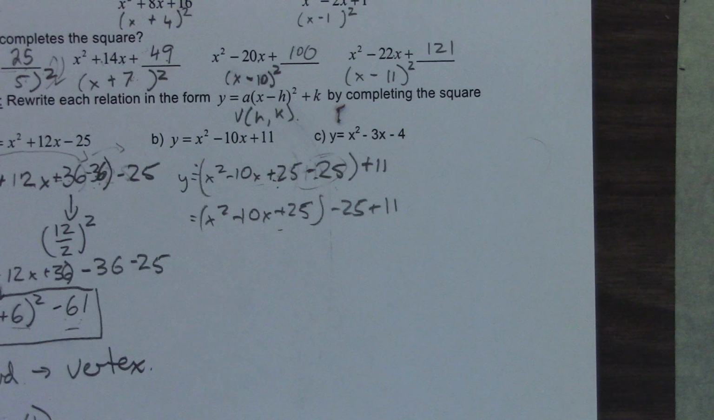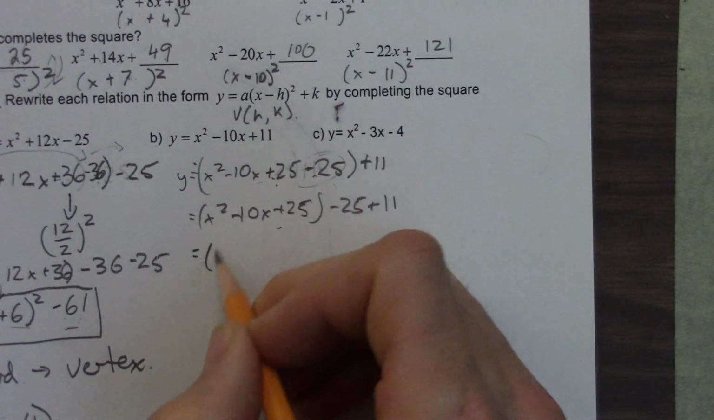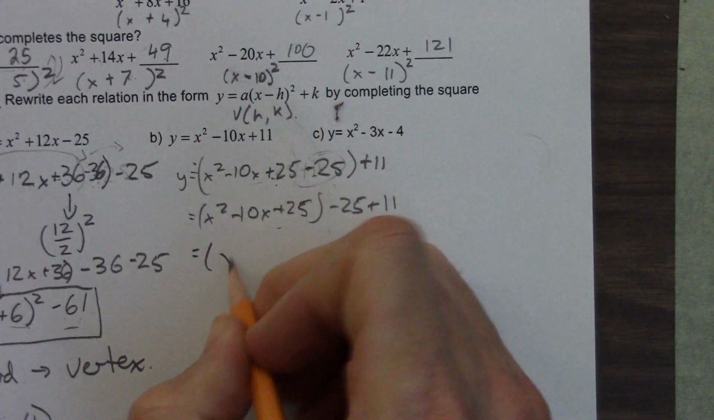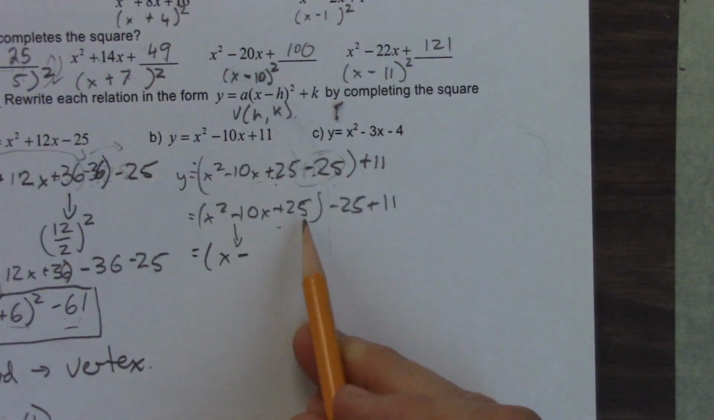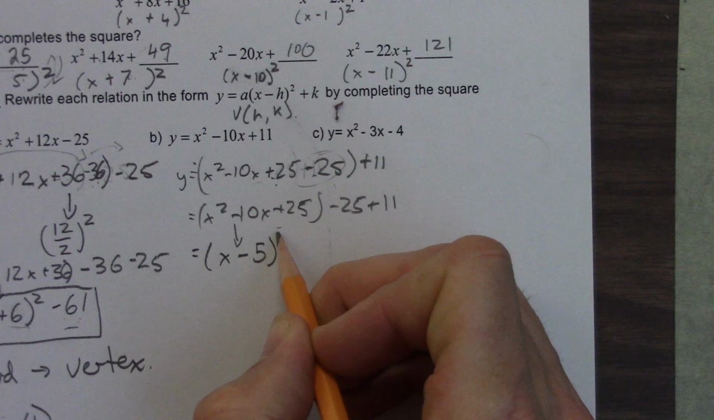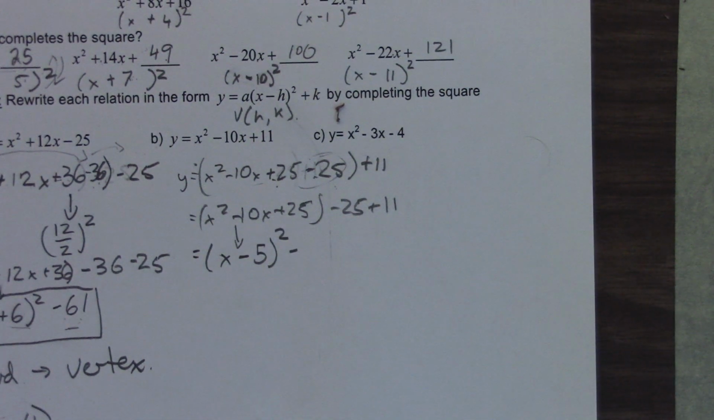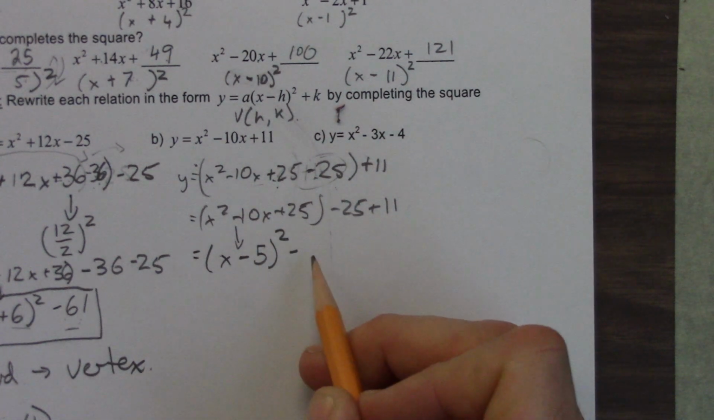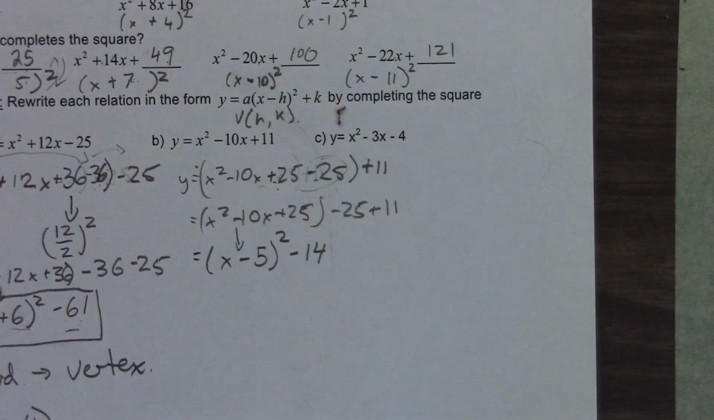Okay? All right, so the next step is then, what's the square root of x squared, Max? x, yes. And what sign am I going to put here? Yep. And then what's the square root of 25? Okay, all of this what? What do I got to put? Yeah, squared. And then minus 25 and plus 11 is what? Minus 14, I think. Yeah, minus 14, right?